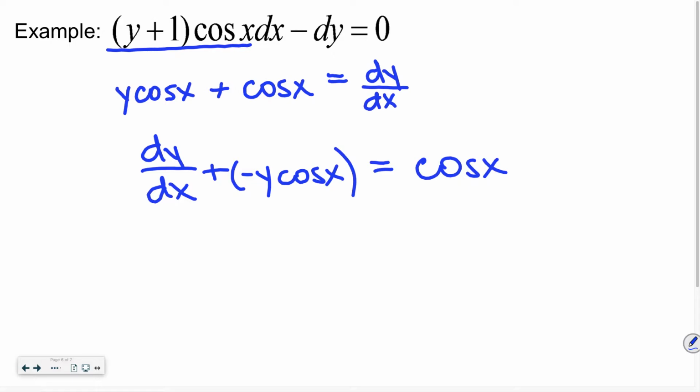Okay, so what is p of x? Negative cosine of x. So our integrating factor, oh wait, no, I'm flipping it. Honest mistake. So e to the integral of negative cosine of x dx.